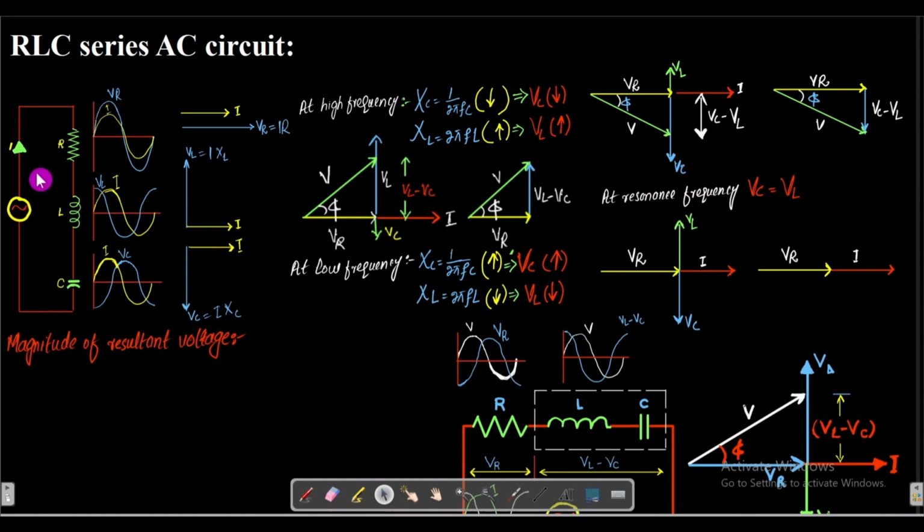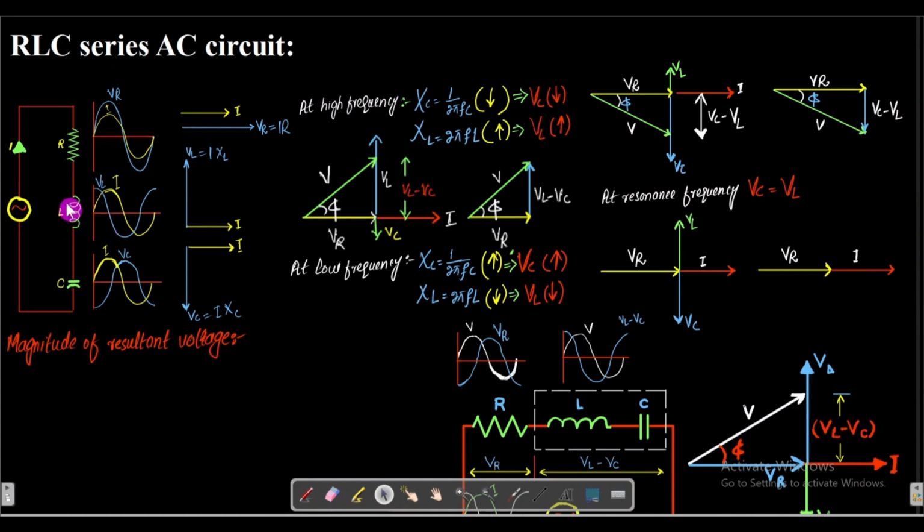As we know, in a pure resistive circuit, the current I and voltage V are both in phase with each other. This is the phasor for the current I. This is the phasor for the voltage VR. And here the angle theta is equal to 0. Therefore, we can say that these two phasors are in phase with each other.